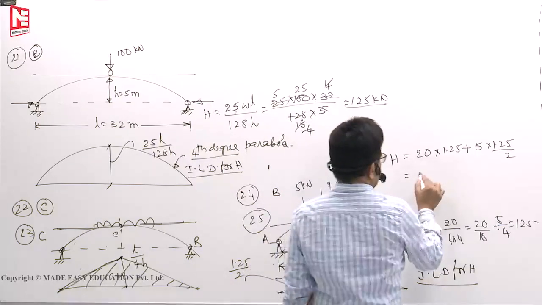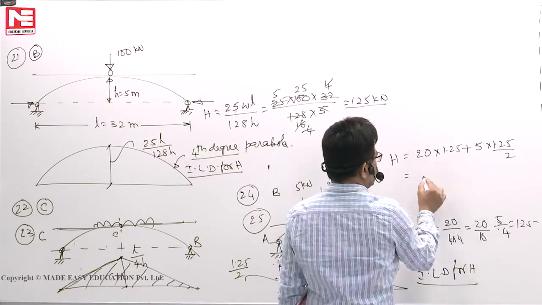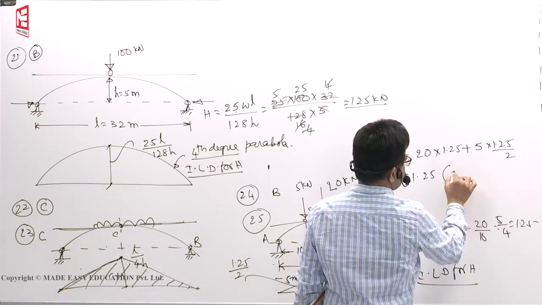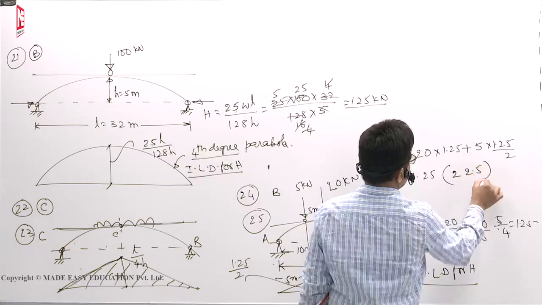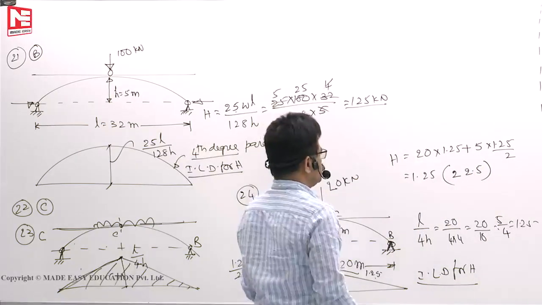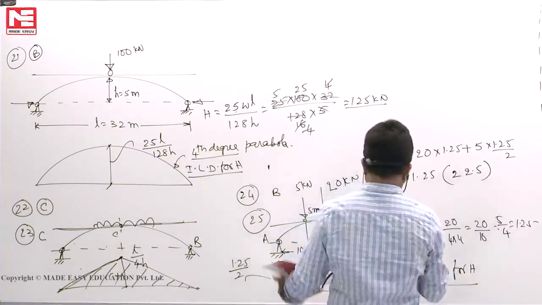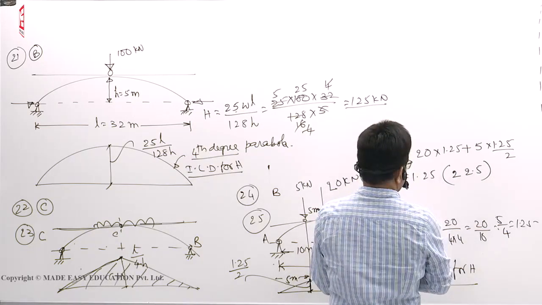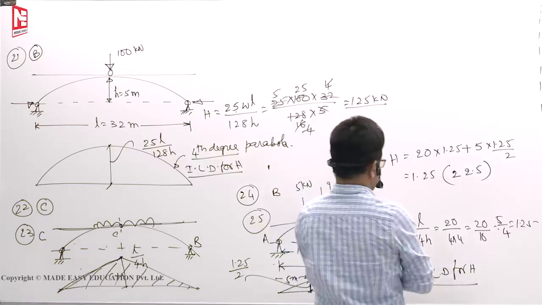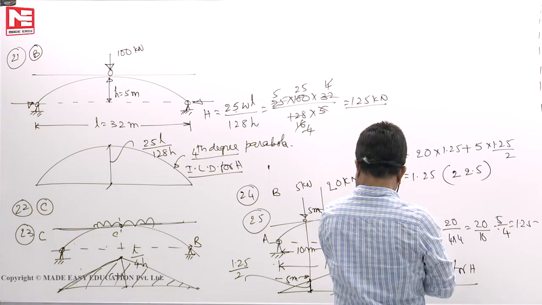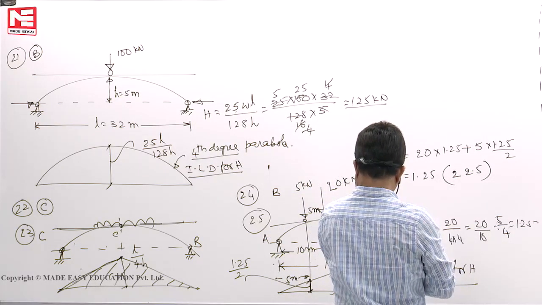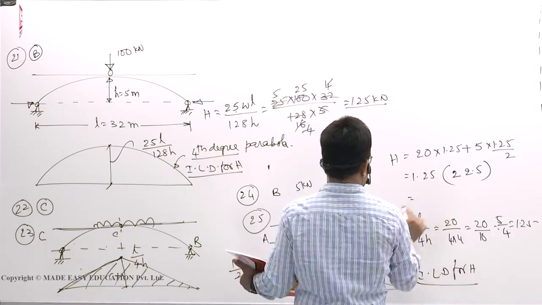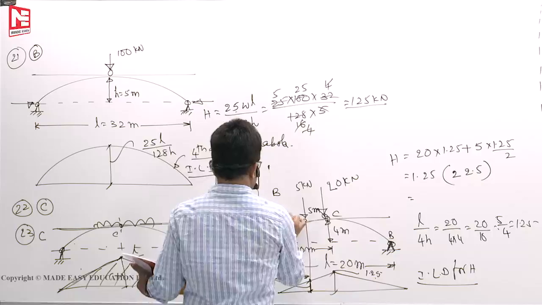So we can write it as 1.25 if you take common factor out. This is 20 plus, that means you will get around 22.5. So you will get now 22.5 plus 1/4 of that. 1/4 means approximately 5. 22 plus 5, so approximately the answer is B. So the 25th one is B.